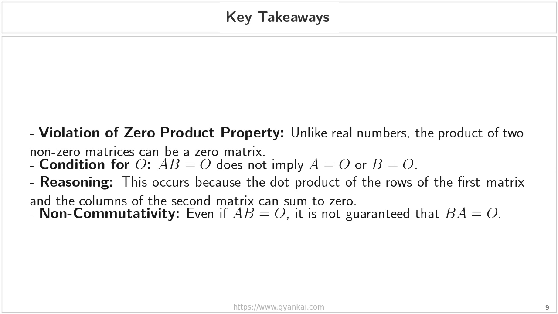Finally, always keep in mind the principle of non-commutativity. As we saw in the common mistakes section, just because the product of matrix A times matrix B equals the zero matrix, it is not guaranteed that the product of matrix B times matrix A will also equal the zero matrix. In matrix algebra, the order of multiplication is critical. To wrap up our lesson, let us review the key takeaways to ensure you have a solid grasp of this concept.